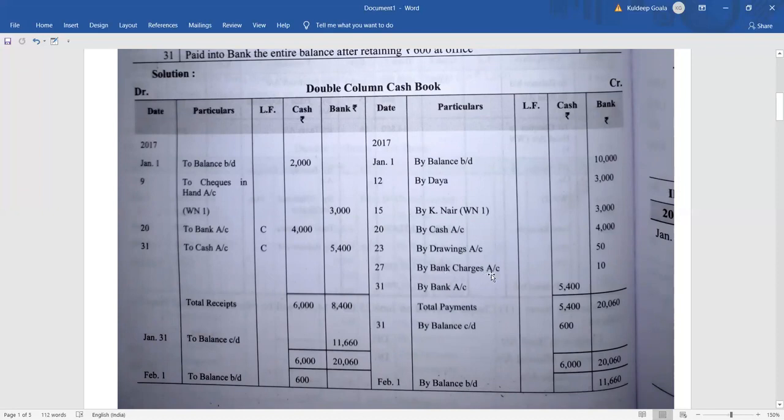11,660. This question is a little bit difficult, but very interesting, very important. A complete package of cash book is there, cash book with cash and discount column, all the related information is there. So please try to understand this question nicely, go through it nicely.